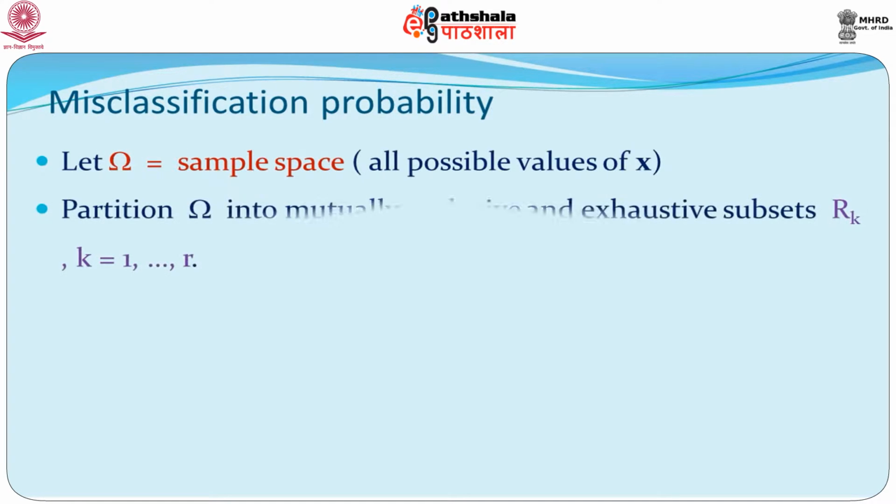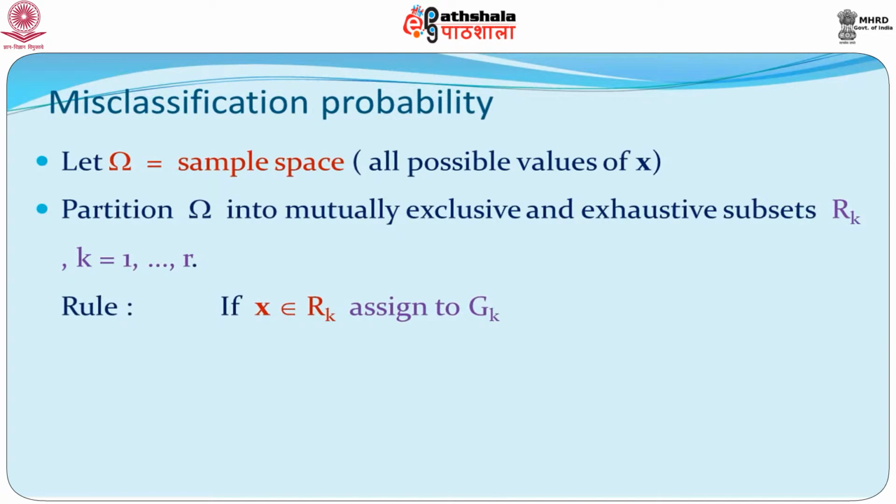Let omega be the sample space, that is, the space of all possible values of x. We will partition omega into mutually exclusive and exhaustive subsets Rk. There will be R such partitioned spaces, and we will then set up a rule that if x belongs to Rk, we assign it to the kth group Gk.